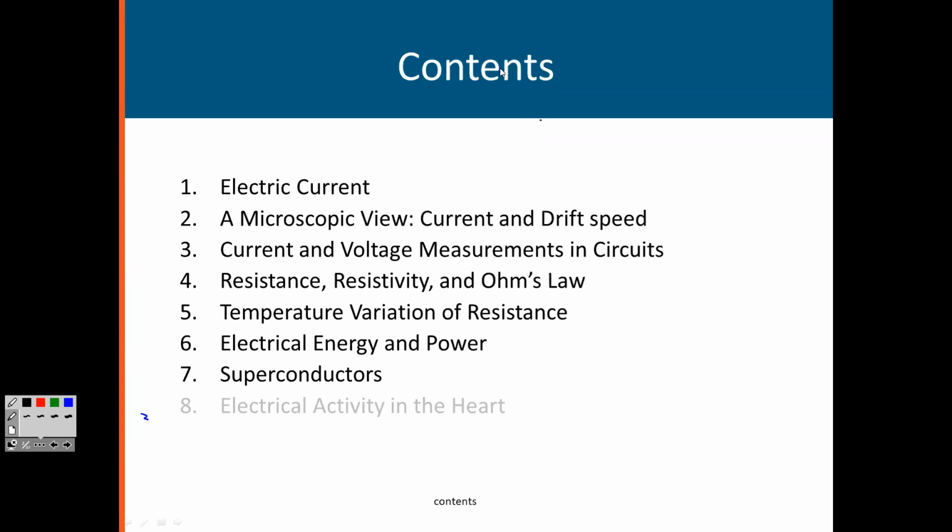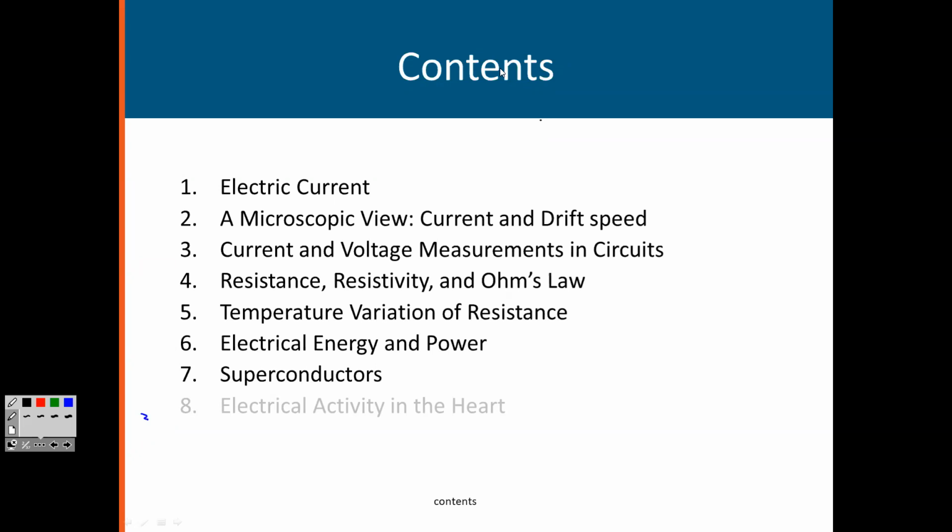So this is the second lecture for this chapter. So I'll go back to the contents and see what we have done so far. In section 1, we define the electric current.